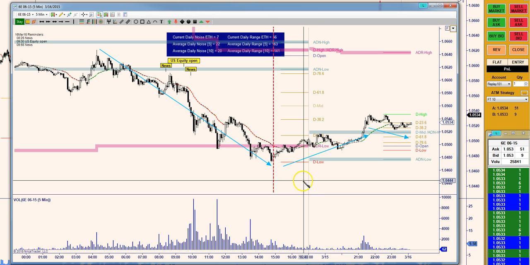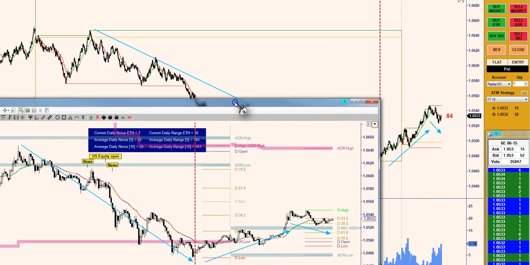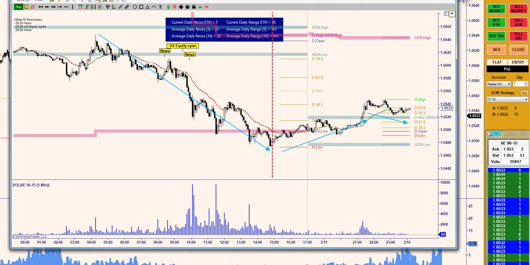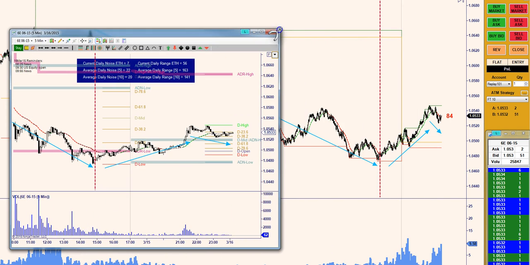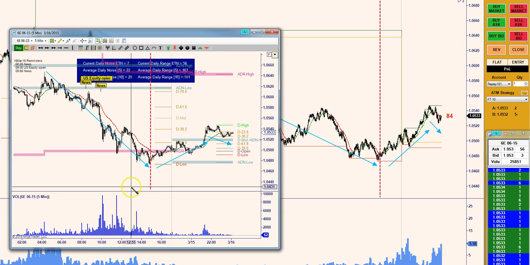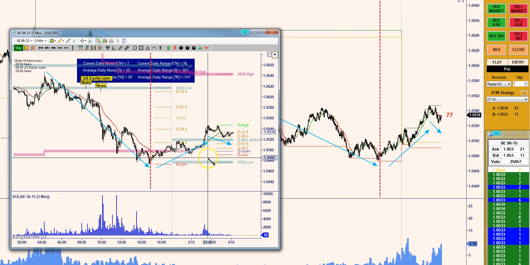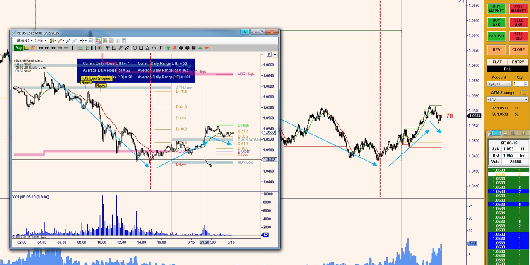Or you can just scrunch up your short-term chart. Notice the lines on the chart. Let's see if I can get it shrunk down here. Notice the lines are the same. It's a feature of NinjaTrader. When you put a line on one chart, it will copy over to the other charts of the same symbols.